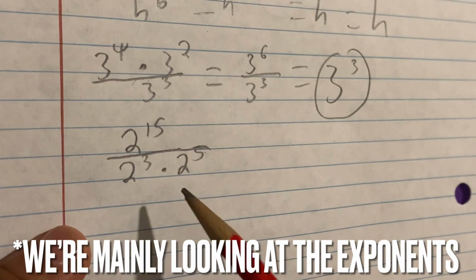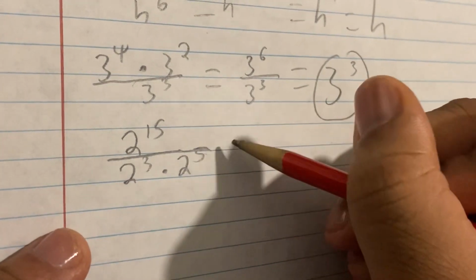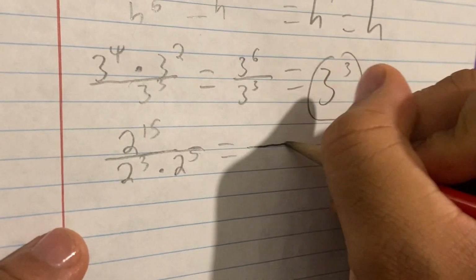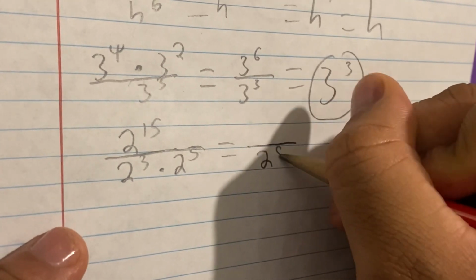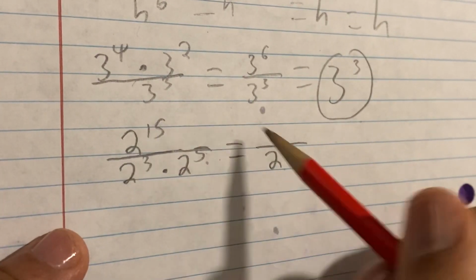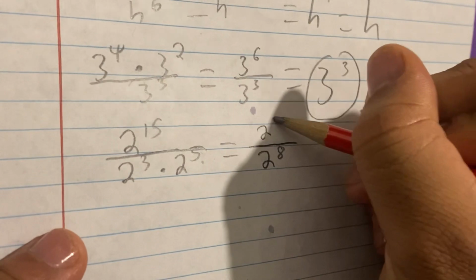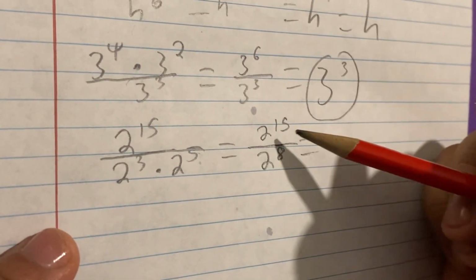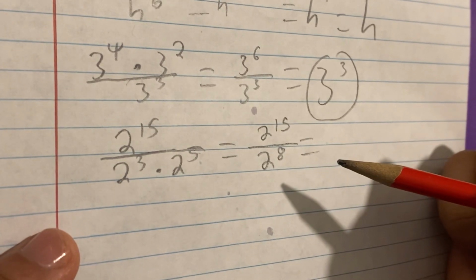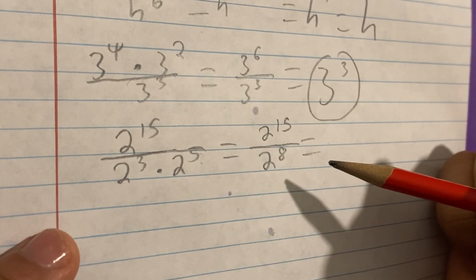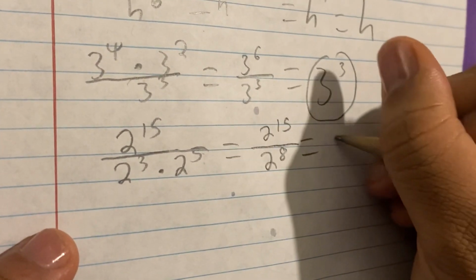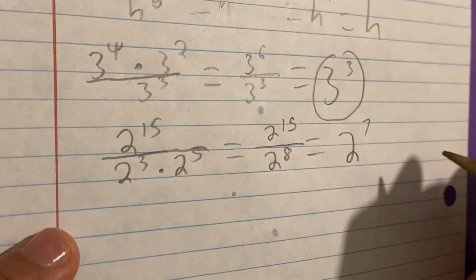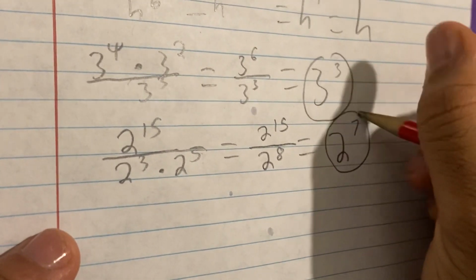We're mainly focusing on the exponents. 3 plus 5 equals 8, so it's going to be 2 to the 8th power. Then we bring over the numerator, 2 to the 15th power, and we just subtract. 15 minus 8 equals, I believe, 7? Yes, 7. So our answer is going to be 2 to the 7th power. And that is all there is to it.